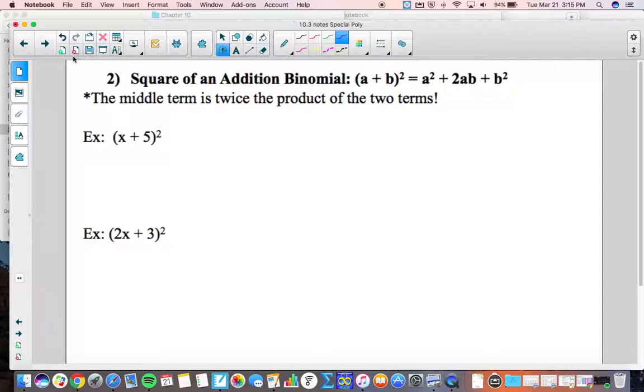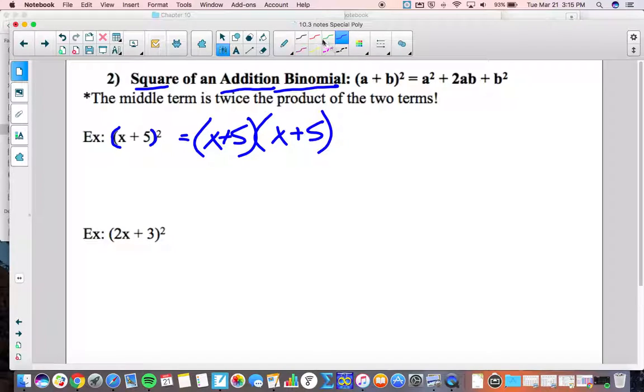All right, let's take a look at what happens when we have two terms that are being added. So that makes it a binomial, and then we square that. Here's our shortcut. So to not shortcut it, you could expand this: x plus 5 times x plus 5. Let's try this shortcut instead.